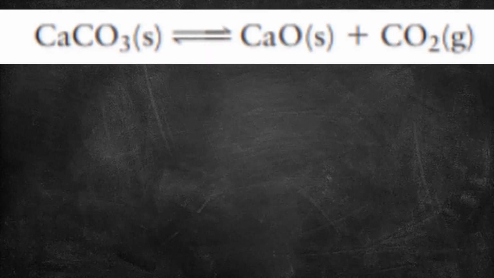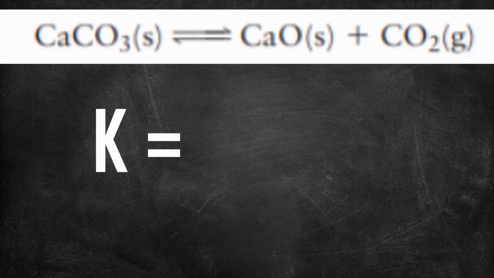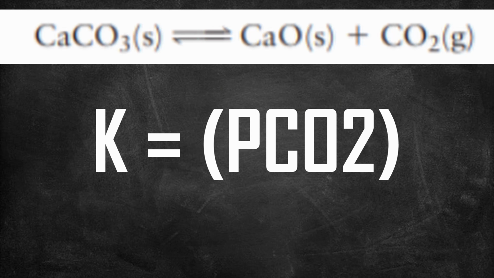So let's see this example. We have this equilibrium of calcium carbonate, which is solid, and the products of the decomposition are calcium oxide, which is also solid, and carbon dioxide, which is a gas. So let's write the equilibrium constant for this reaction. Calcium carbonate is solid, so it doesn't go into the equation, and calcium oxide, which is also solid, doesn't go into the equation either. So we can write the equilibrium constant just with the carbon dioxide. So the equilibrium constant is the partial pressure of the carbon dioxide.